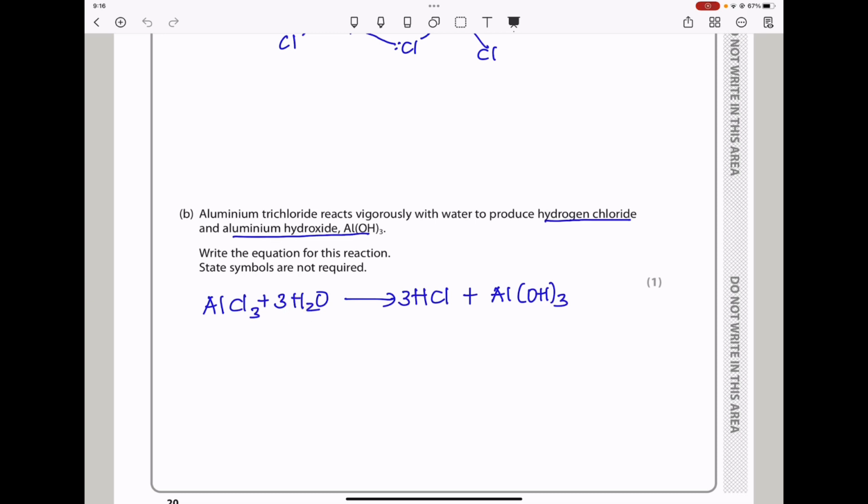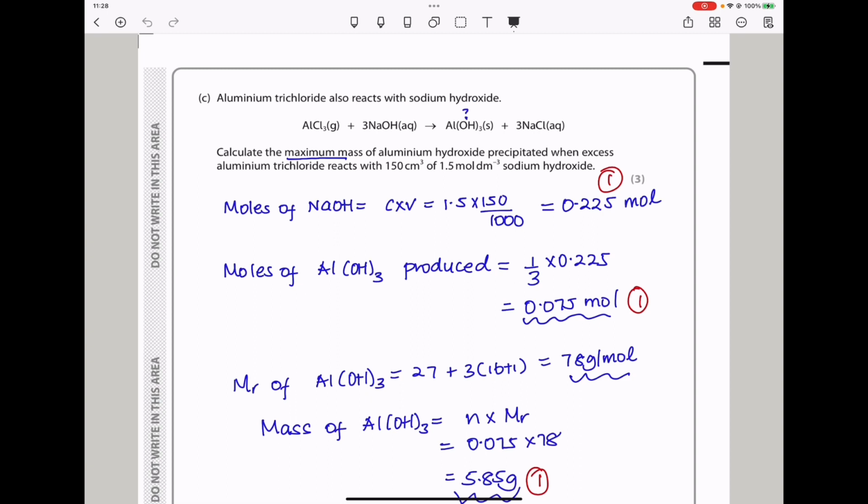Moving on. Aluminium trichloride also reacts with sodium hydroxide. So they say calculate the maximum mass of aluminium hydroxide, this is the mass we're looking for, precipitated when excess aluminium trichloride reacts with 150 cm³ of 1.5 mol per dm³ sodium hydroxide. So this is going to be excess. If this is excess, it means we're going to use the moles of the limiting reagent. So moles of sodium hydroxide will be the concentration times the volume, and these are all given here. So 1.5 times 150 divided by 1000. We divide by 1000 to convert this to dm³. It gives us 0.225 mole.